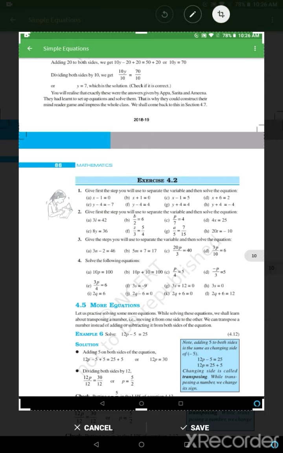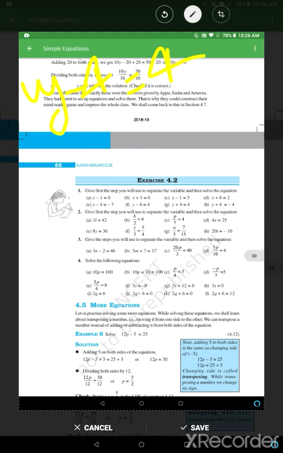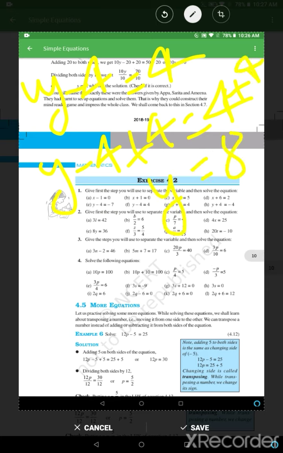Now f, which is y minus 4 is equal to 4. So it will be y minus 4 plus 4 is equal to 4 plus 4, which will be 8. The value of y will be 8.